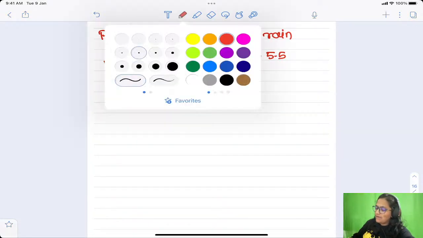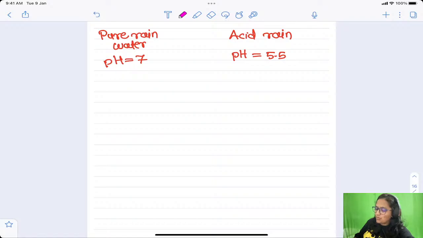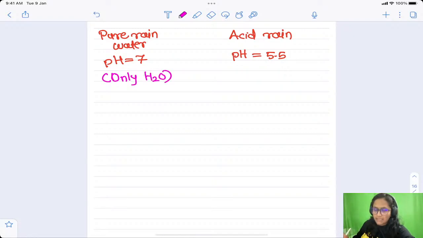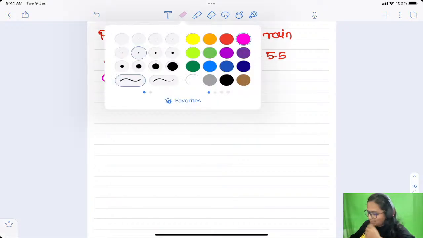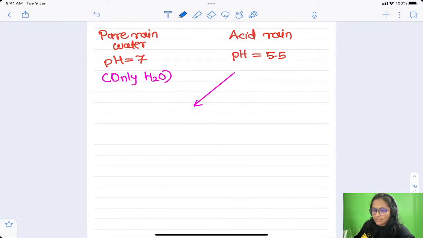In case of pure rainwater, it is only H2O, right? No other chemical is present. But in case of acid rain, some other things are there. What are these other things? Let us see. First, I'll write down some reactions here for the acid rain, how the acid rain is produced.